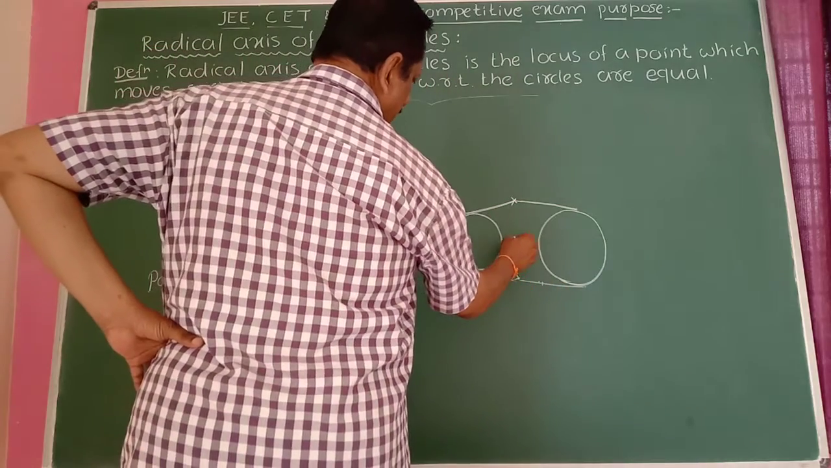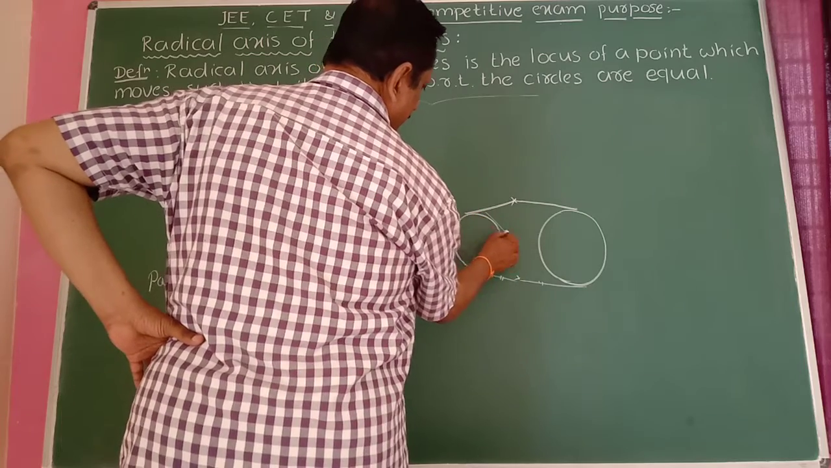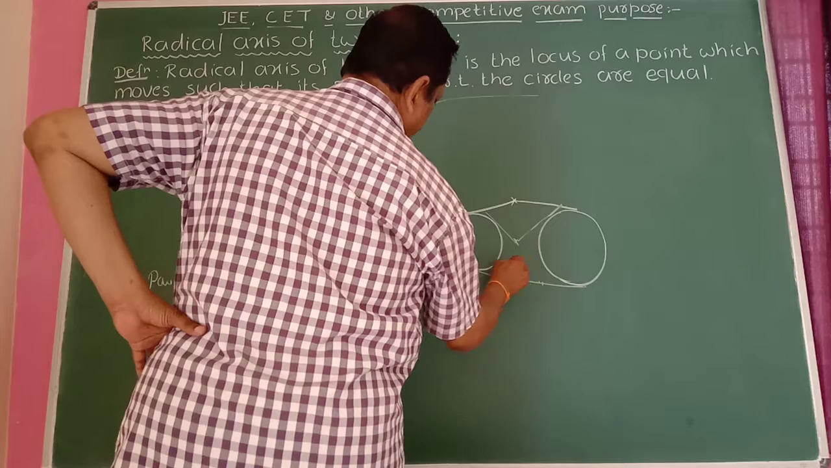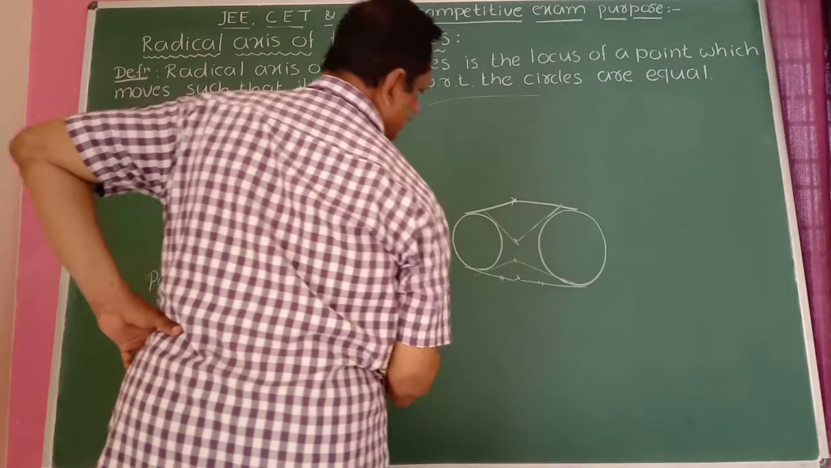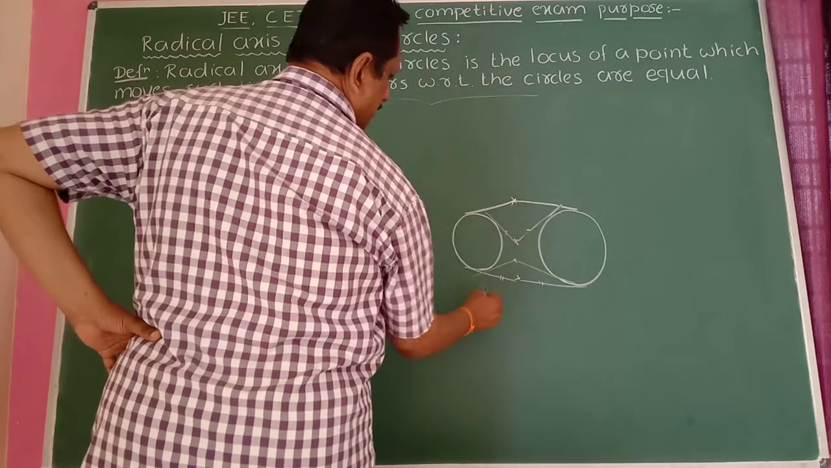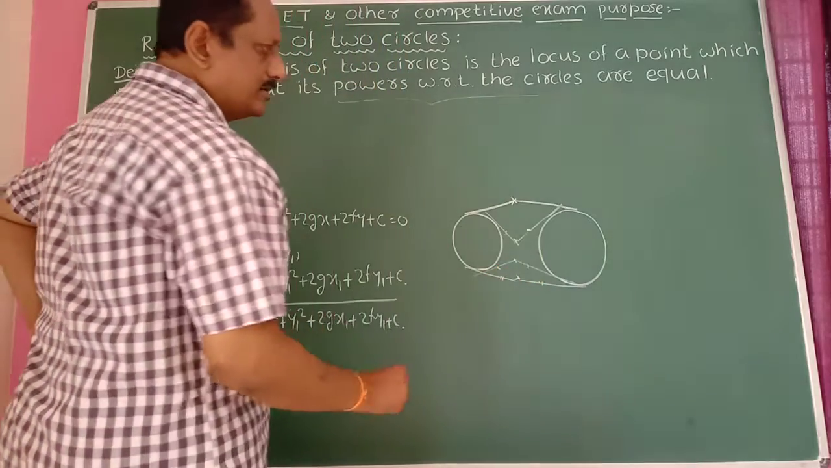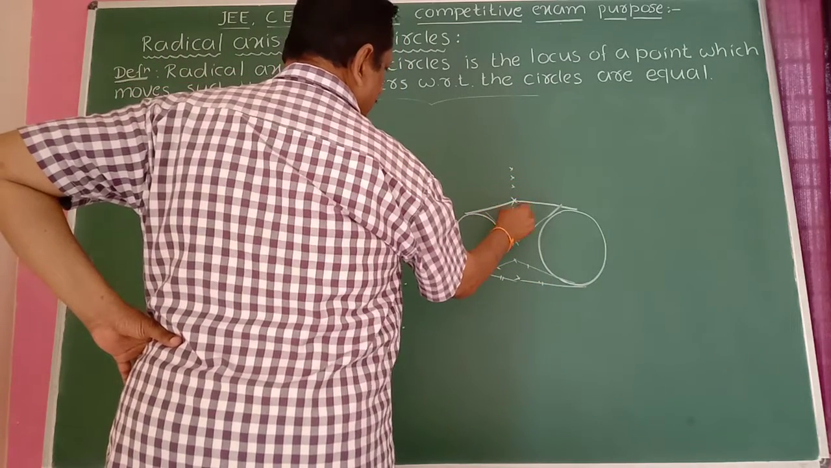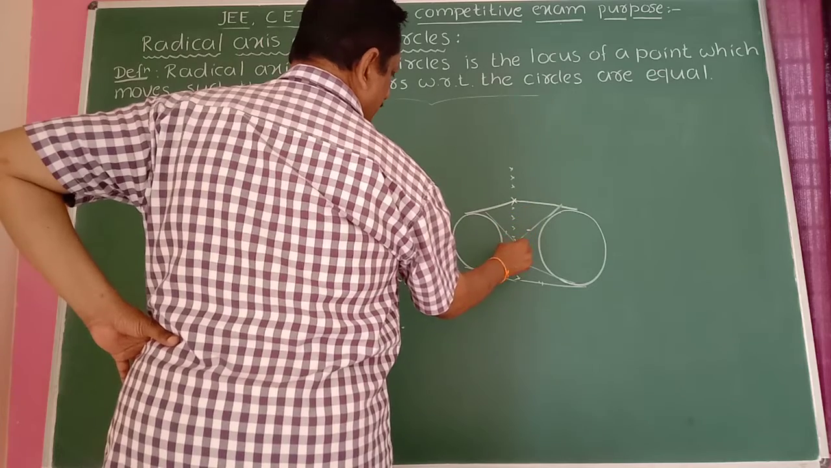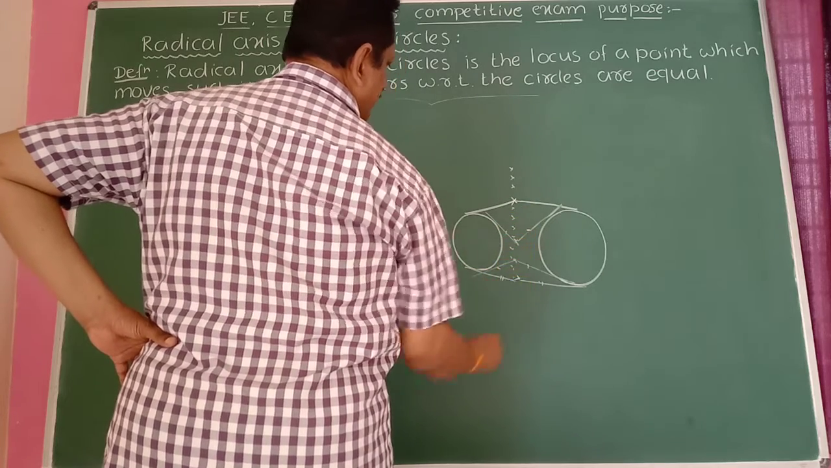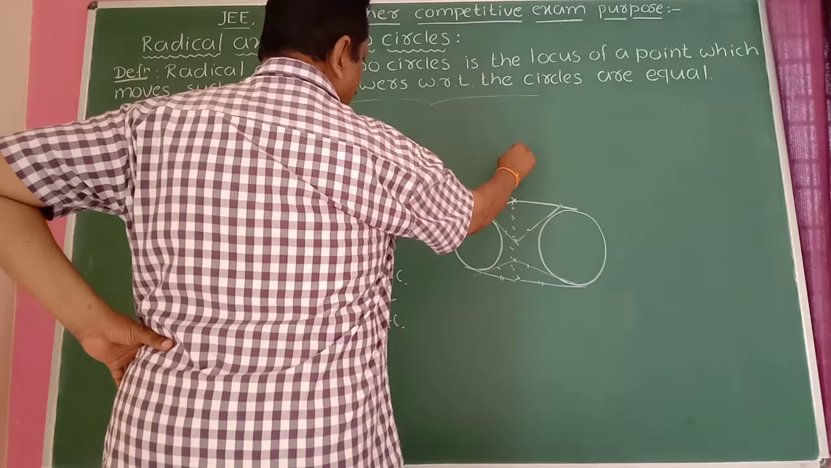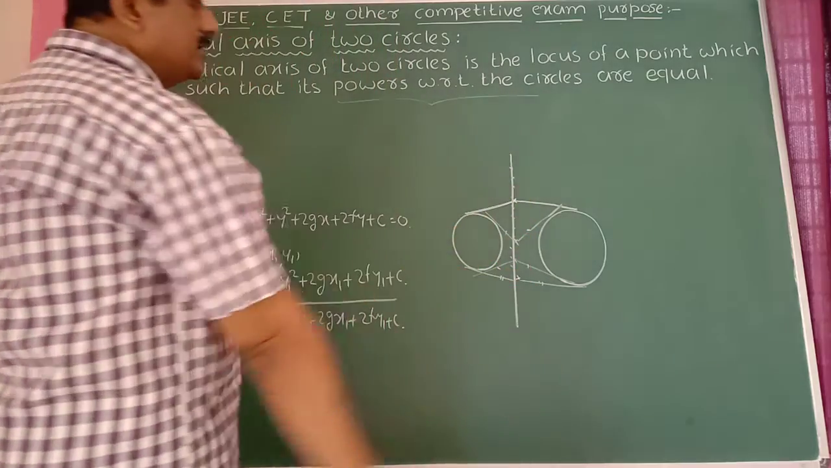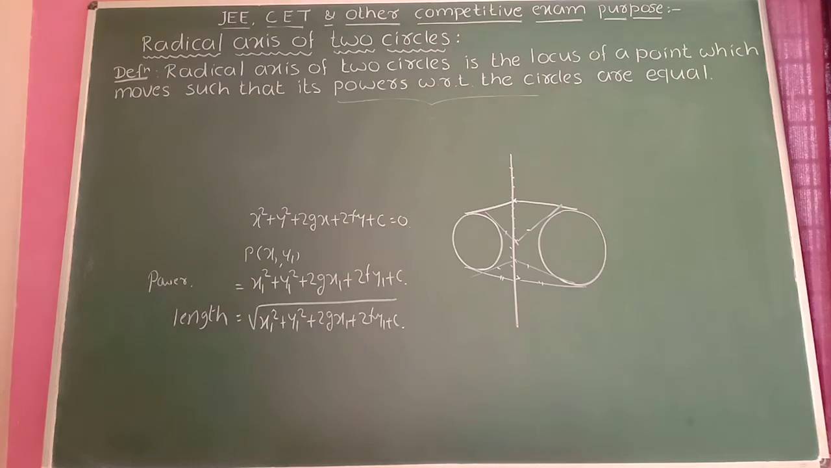So there are so many such points here. From those points, all the tangents are equal. This tangent equal, this tangent equal. So there are so many points from which the lengths of the tangents are equal. If you join all the points, you will get one line here. That line itself is the radical axis.